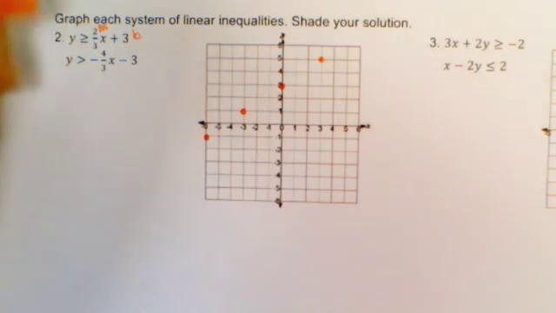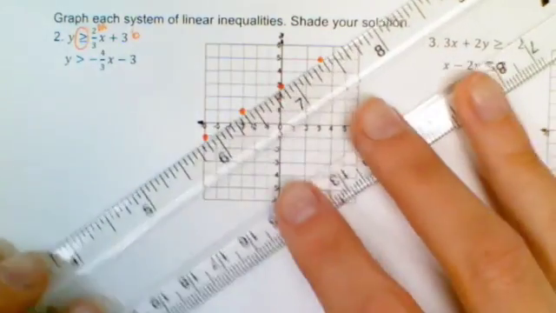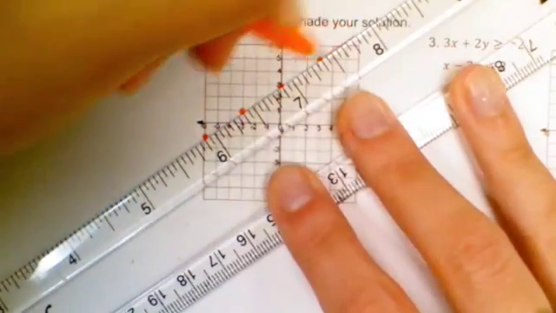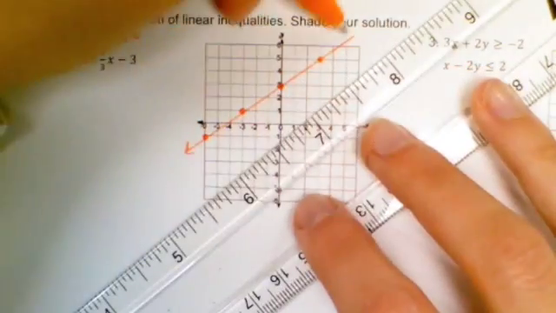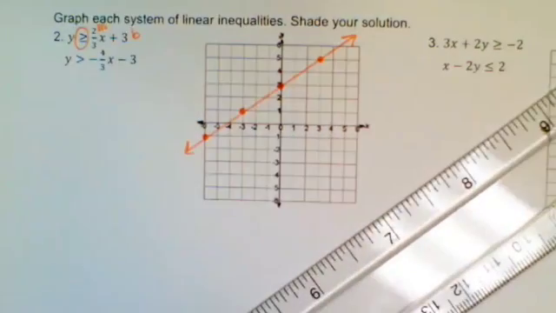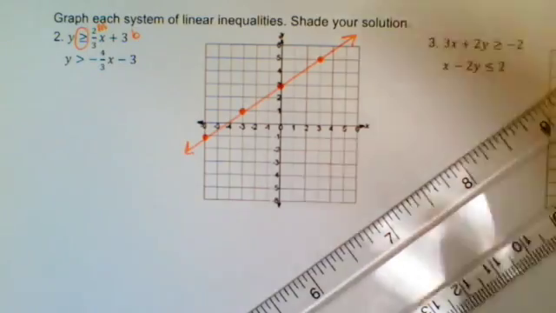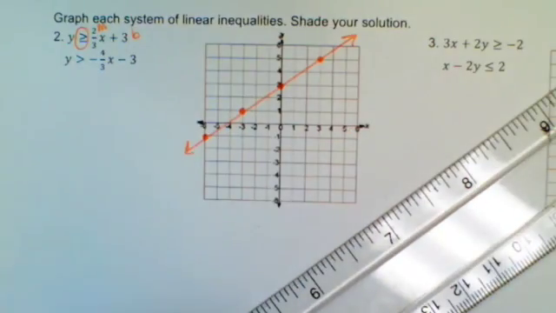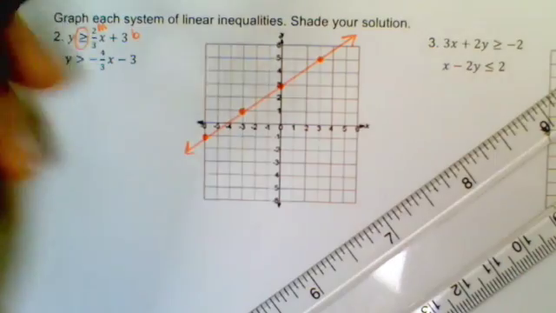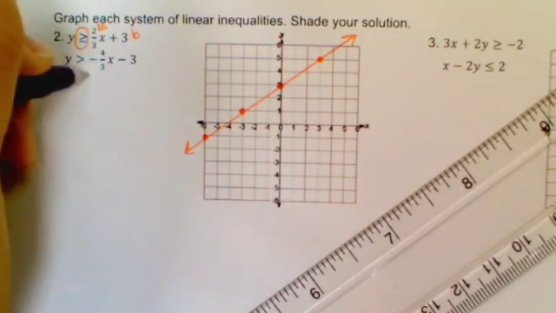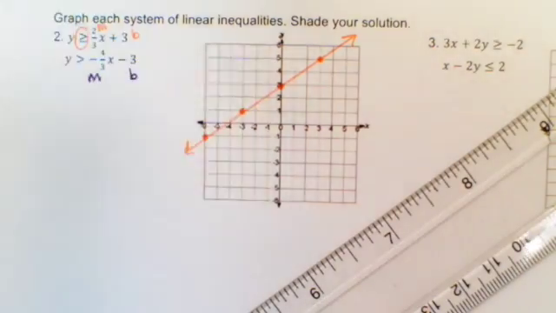All right. Remember, there's a solid line under that inequality sign. So I'm going to make this a solid line. Now I'm going to wait to shade this until I graph both of the lines, because if we shade, it might get a little messy. So here, I'm going to use purple. Go Tigers. M and B.